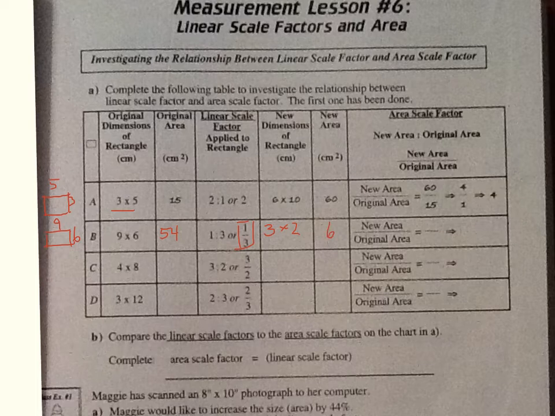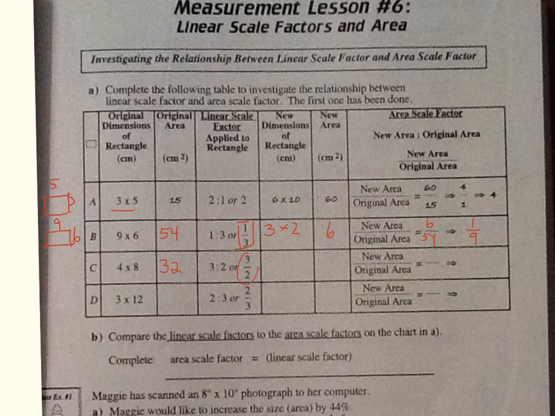So we take the new area, 6, and divide it by the old area, 54, and we get an area scale factor of 1/9 when we reduce it. So the linear scale factor was 1/3, but the area scale factor is 1/9. So let's keep investigating this. For 4 by 8, the original area is going to be 32 centimeters squared.